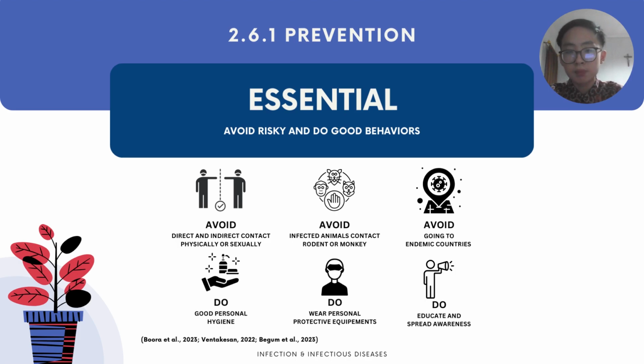People should first avoid direct and indirect contact, physically or sexually, with the infected person or a person who is at high risk of catching monkeypox. Second, people should avoid getting too close to infected animals, such as rodents and monkeys. Third, people should avoid going to endemic countries with monkeypox.